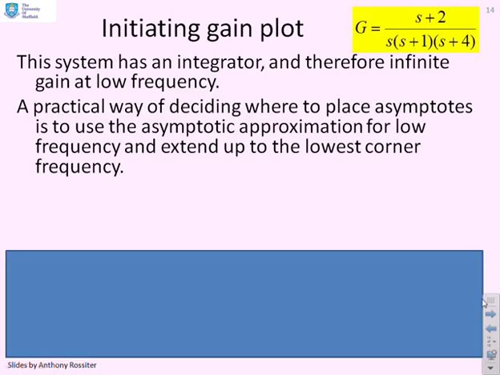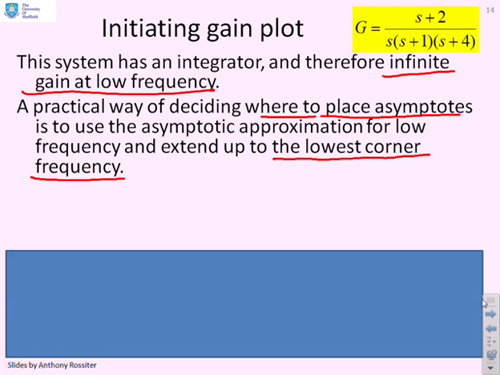Now, we need to know how to initiate the gain plot, and that's not always obvious, because clearly with an integrator you've got infinite gain at low frequency. So we need a practical way of deciding where to start the asymptotes in order to use the asymptotic approximation. What I recommend is you basically use the lowest corner frequency and use the asymptotic method at that frequency, and that will give you the correct value.